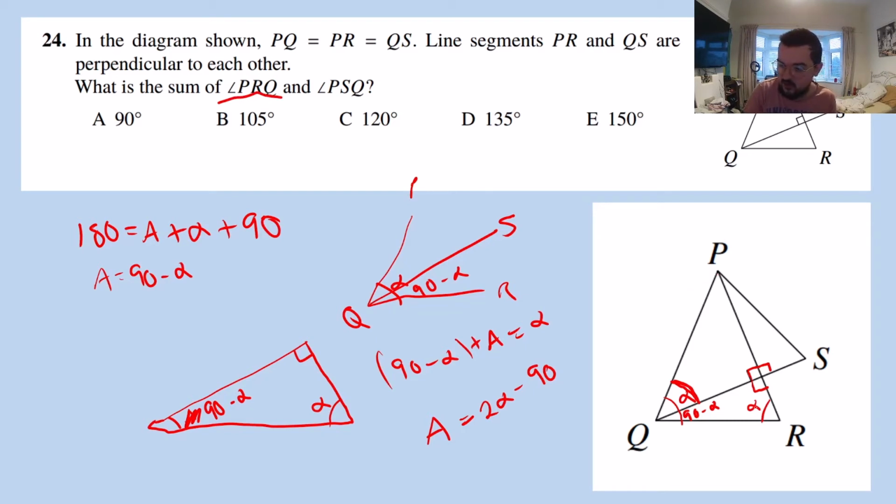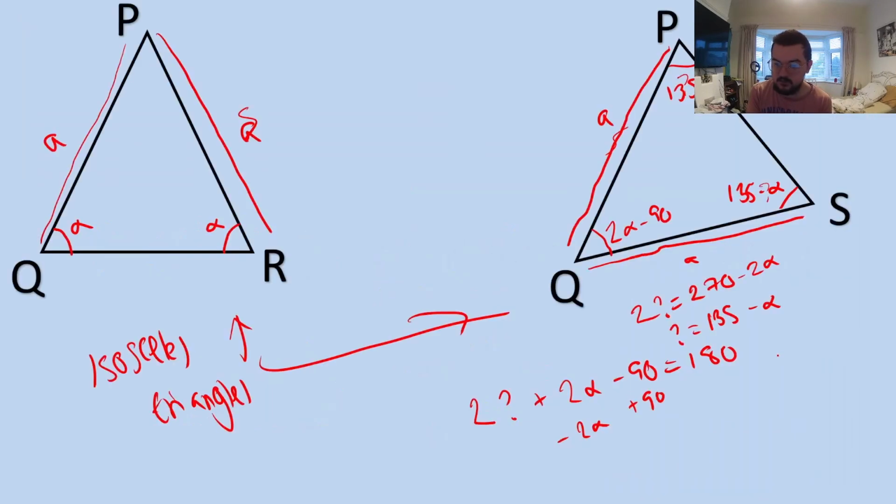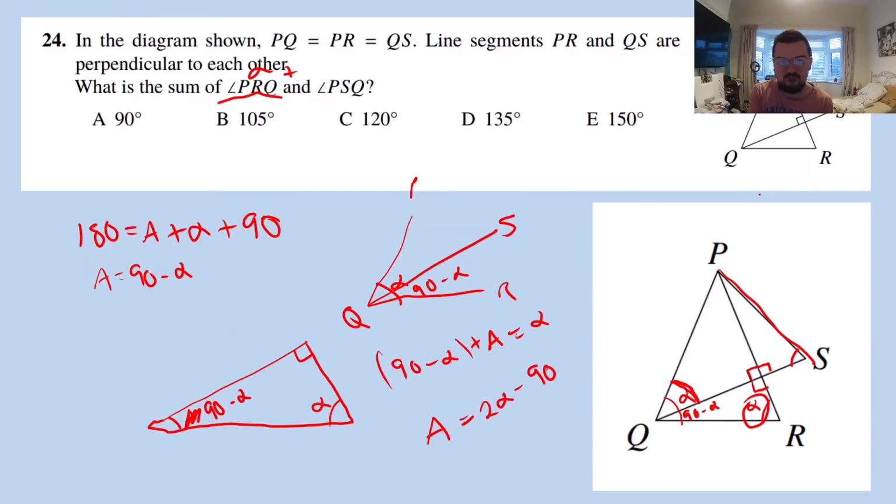PRQ. Well, we've got that. We know that's alpha. So we have alpha plus PSQ, which is this angle here. Well, we've just found that's 135 minus alpha. So at this point we have alpha plus 135 minus alpha. Now what you might notice here is that the alpha and the minus alpha cancel out, and what we're left with is 135, which is one of our answers.